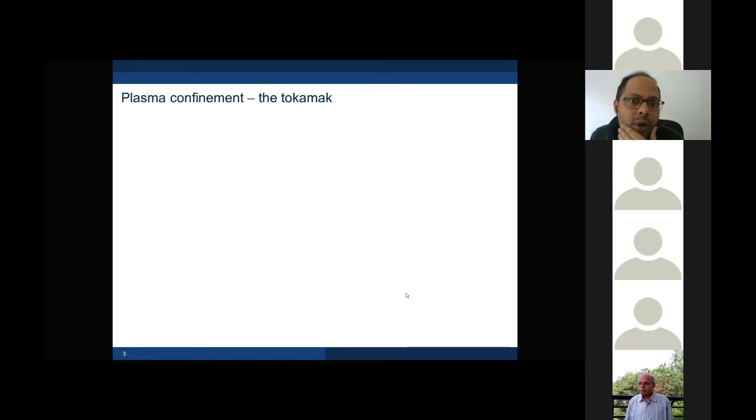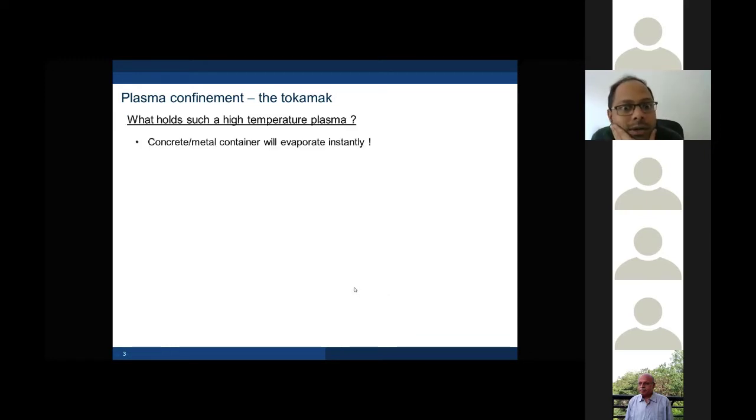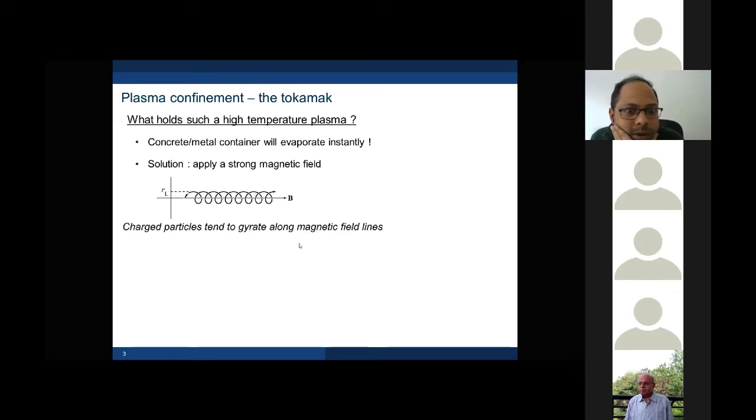Now, how do we hold this whole thing? Because the temperature is about 150 million Kelvin. How are we going to hold this? Because any concrete or steel or metal container will be evaporating instantly. And what is done is that we apply a very strong magnetic field to ensure confinement.